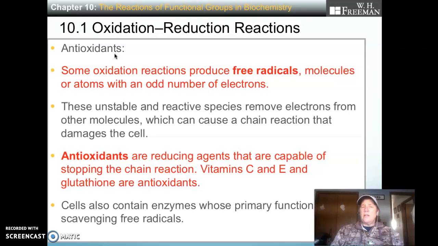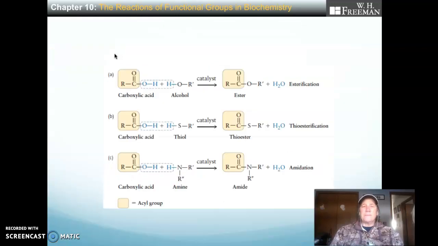Okay. Cells can also contain enzymes whose primary function is to take care of those free radicals. So we do have some enzymes that our body makes to take care of them, but it never hurts, I guess, to have the extra boost there. So I guess take your vitamin C and vitamin E, and it's best to get it from your diet. But if you don't have a very good diet, then it's best to take the supplements, I guess.